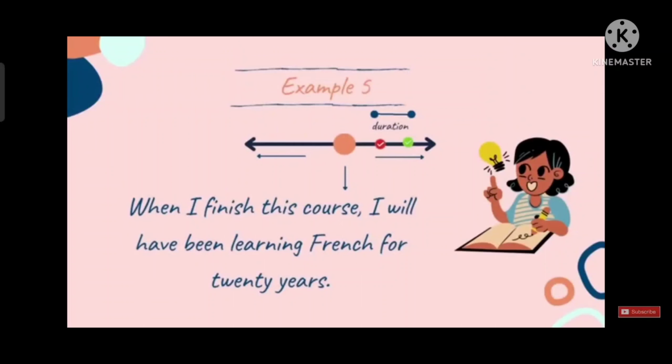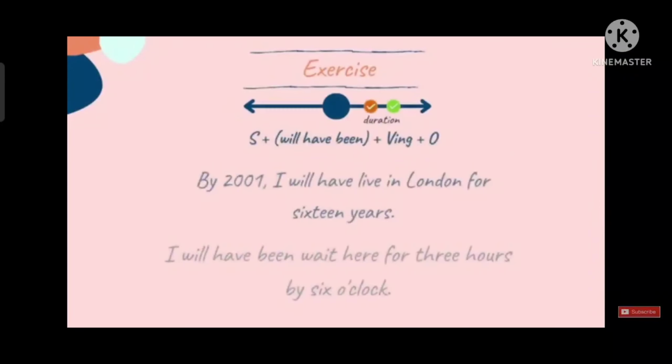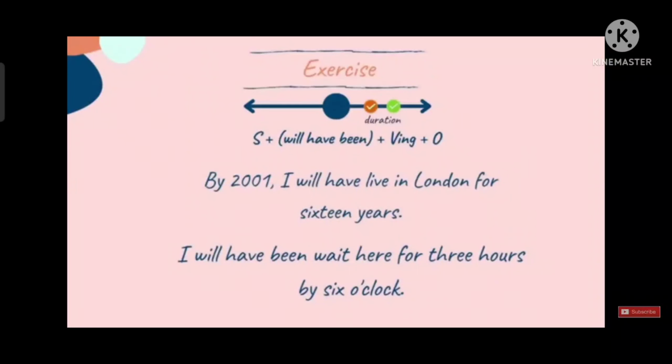When I finish this course, I will have been learning French for 20 years. Here, the activity of learning will have already started sometime before. It would be a continuous process till 20 years. But when? When I finish the course. Notice the duration is 20 years. I hope now you are clear on the structure of future perfect continuous tense. Now, let me give you an exercise.